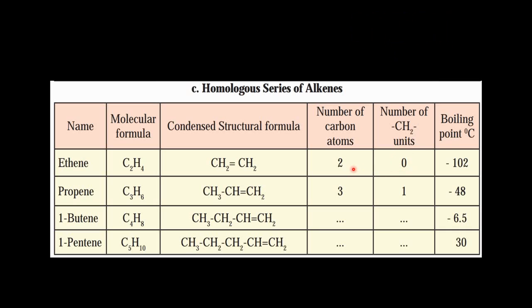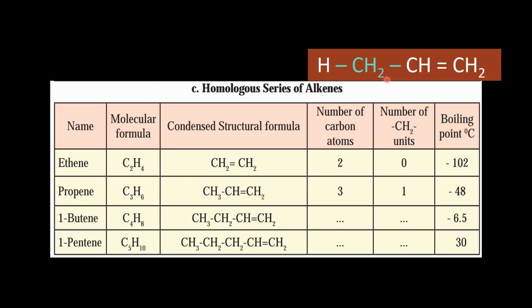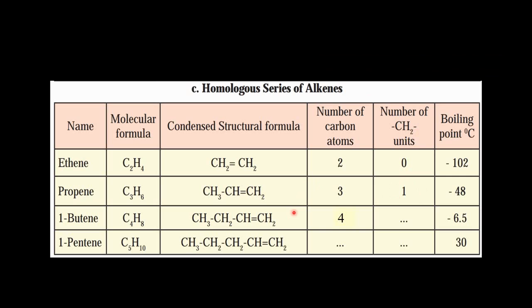But if you see the second case, it is possible to have one CH2 unit. Likewise, this CH3 can be represented as CH2 with a single bond on either side. So the number of CH2 units is written as 1 here. So you can guess the remaining, where ENE represents the presence of a double bond. So 1-butene will have 4 carbon atoms and 2 CH2 units, where 1-pentene will have 5 carbon atoms and 3 CH2 units.